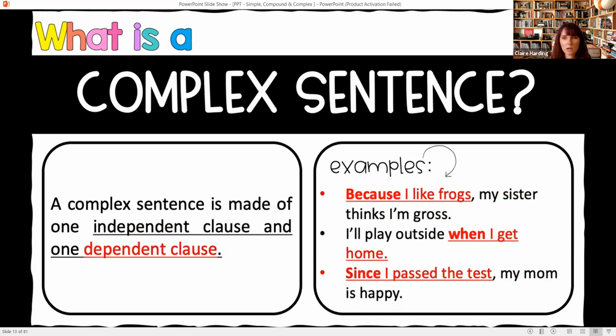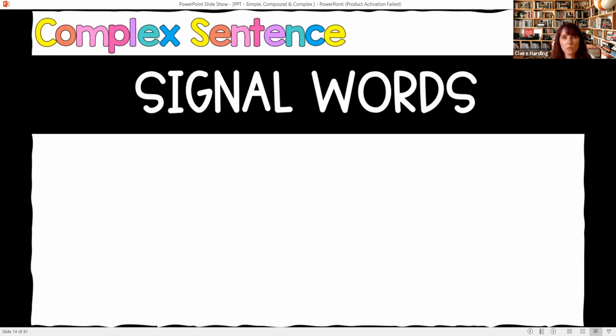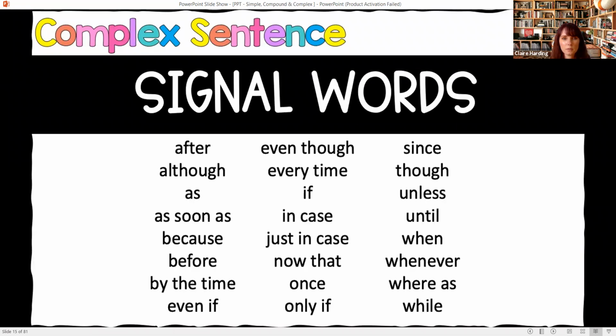And then the next part of a complex sentence is your dependent clauses. These cannot stand alone. They don't make a complete sentence. Because I like frogs. When I get home. Since I passed the test. So there's some signal words that signal when a dependent clause is going to occur. So here's some signal words. So if you see these, you're going to have a dependent clause.